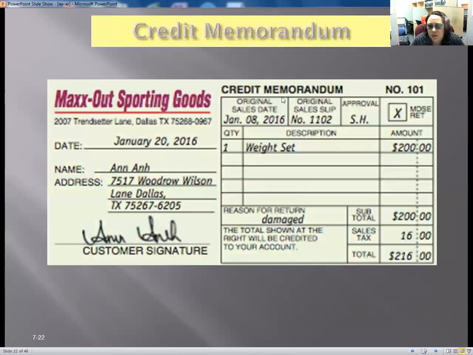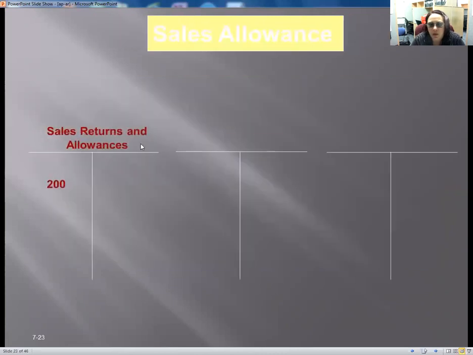All right, and here's the credit memo, reducing that. The reason is it being damaged. And see, there's a number right here, 101. All right, so here's how it looks on your T accounts. You got your sales returns and allowances, 200. You got your sales tax payable, 16. And then you got your accounts receivable, which is also being lowered, which is 216 altogether.